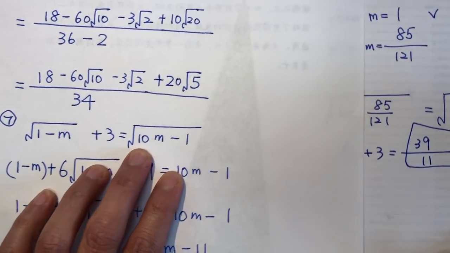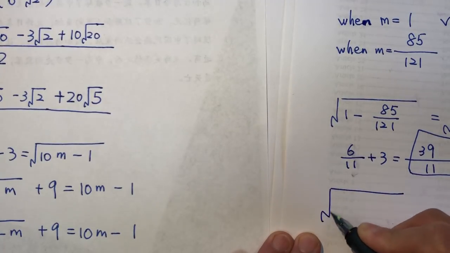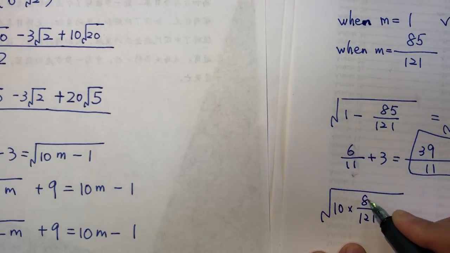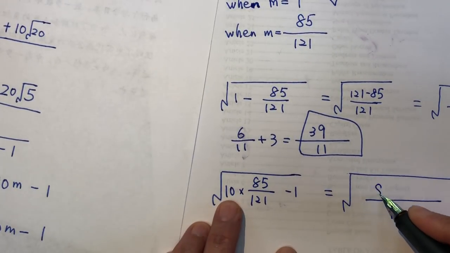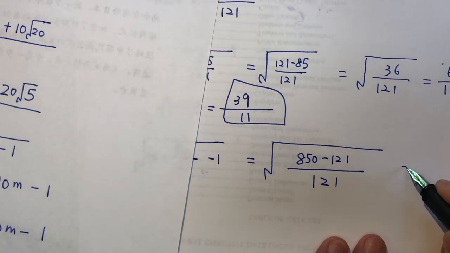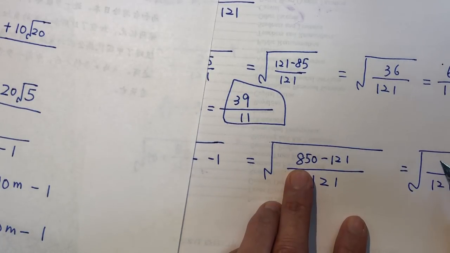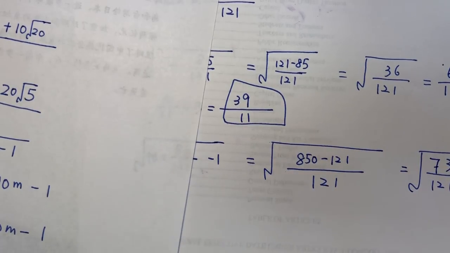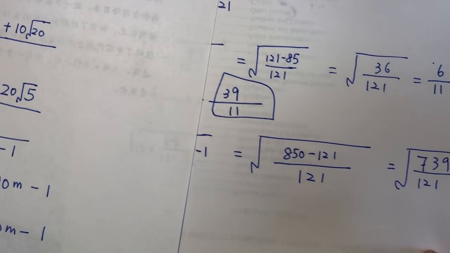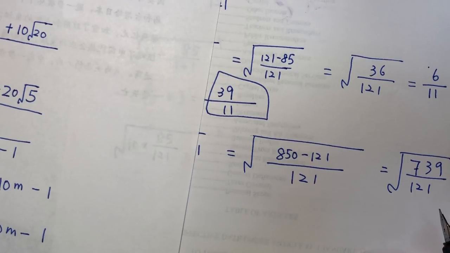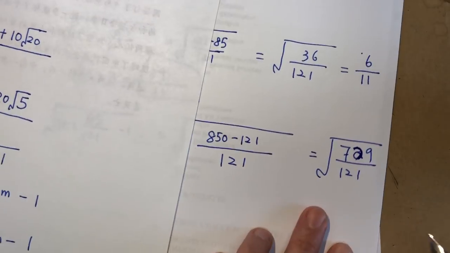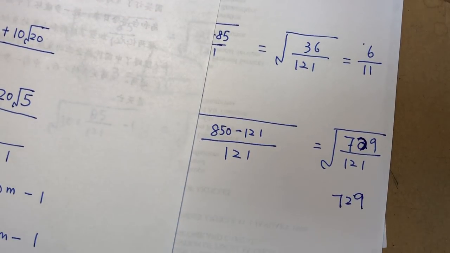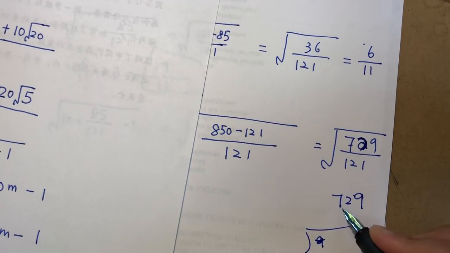And on this side, we work. On the right side of the equation, square root of 10 times 121 over 85 minus 1 equals square root of 1210 over 85 minus 121, equals square root of 121 over 729. It can be divided by 9. Let's see. Divided by 9 is 81.